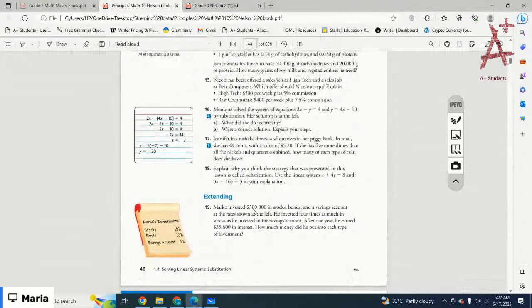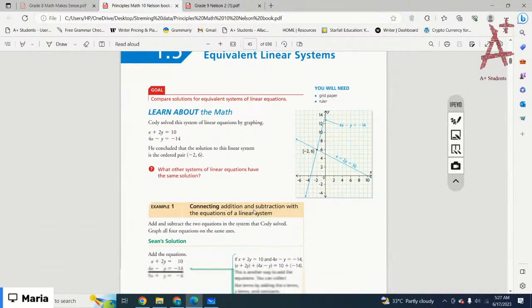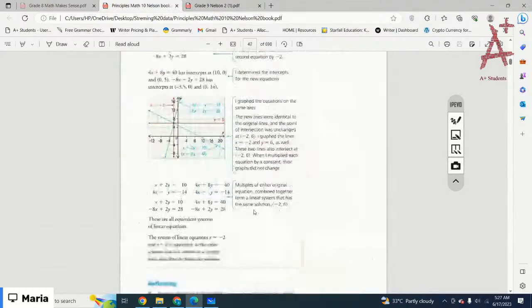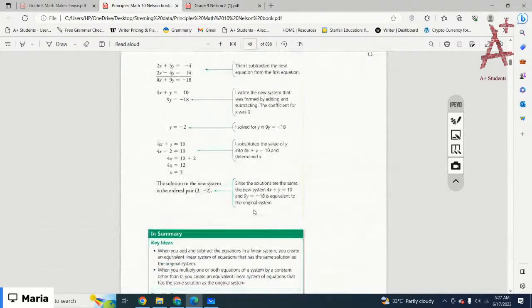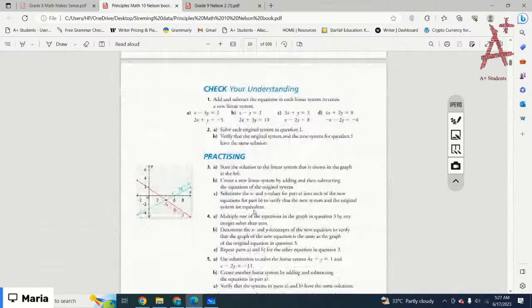You can solve the rest of the questions by yourself. Let me just move on to the lesson. The next lesson is equivalent linear systems. We're going to learn what equivalent linear systems are. So let's start with the next one. Let me just go to the practice questions. Okay, let's start with the practice questions.